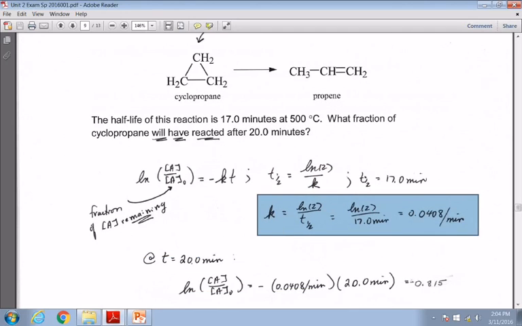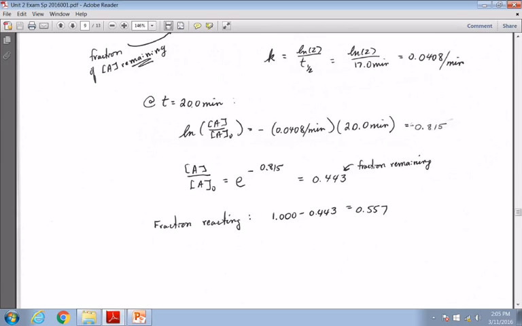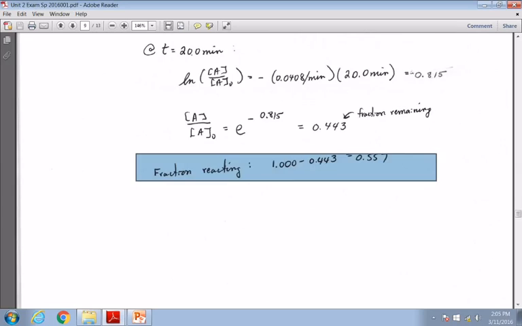The catch here was that when you solve for this quantity A over A0, that is the fraction of A remaining, and over here you're supposed to have what will have reacted by that time, 20.0 minutes. So a lot of times students were getting this right but not continuing on to getting the amount that reacted.